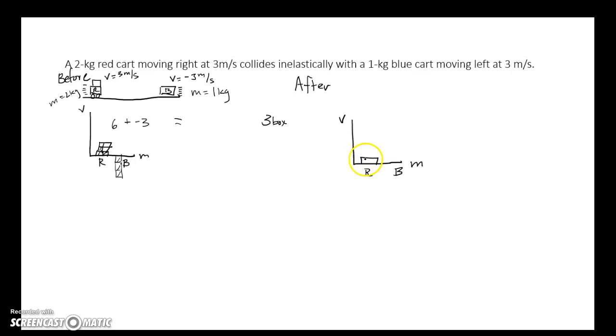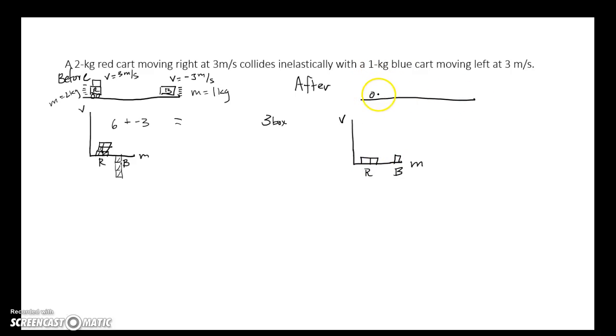So we know that the red one is 2 boxes in terms of width because it's 2 kilograms, and the blue one, which is now in the positive region since we've only got boxes in the positive region, is just 1 box because it's 1 kilogram. So now let's count how many boxes we have. 1, 2, 3. Do we have 3 boxes as expected? Yes, we do. So this seems to be what we can predict will happen after they've collided.